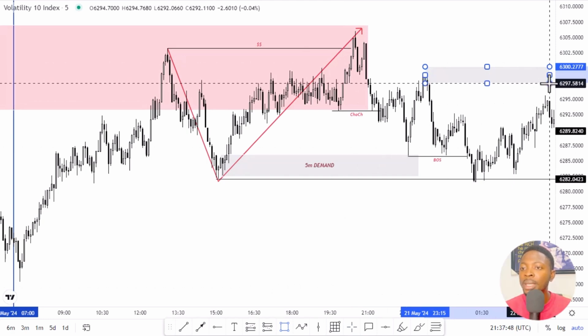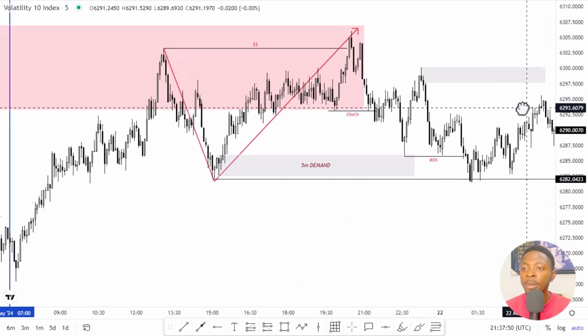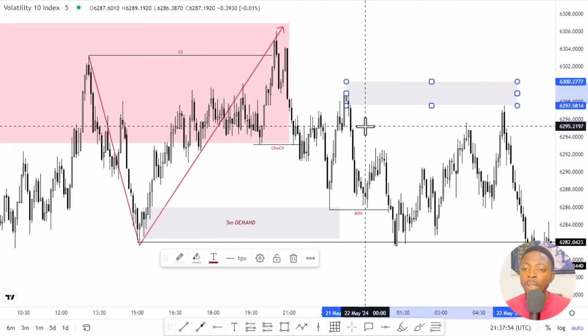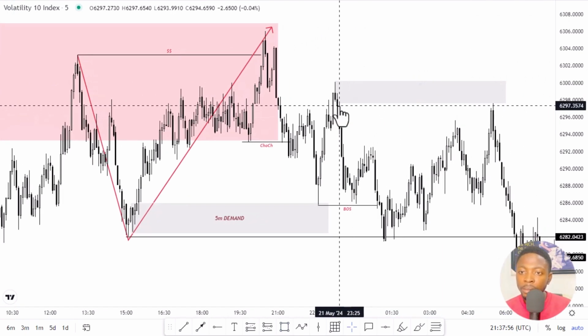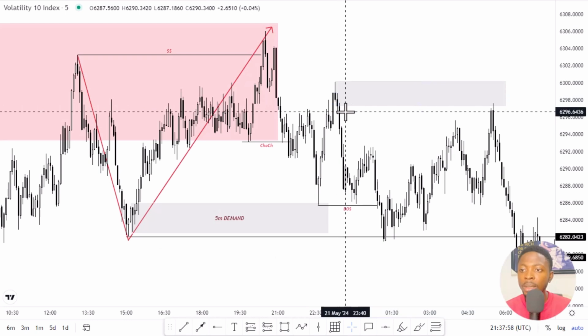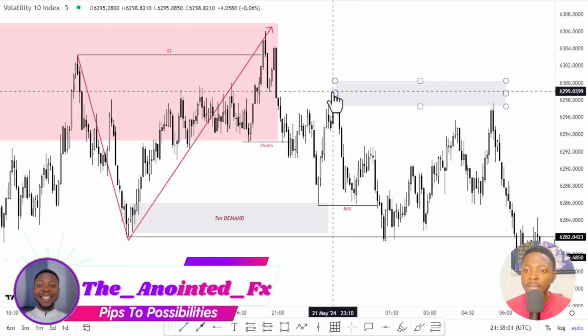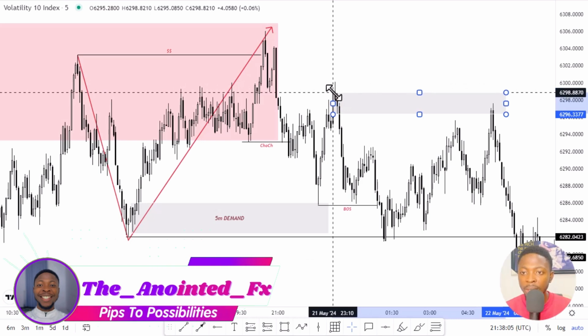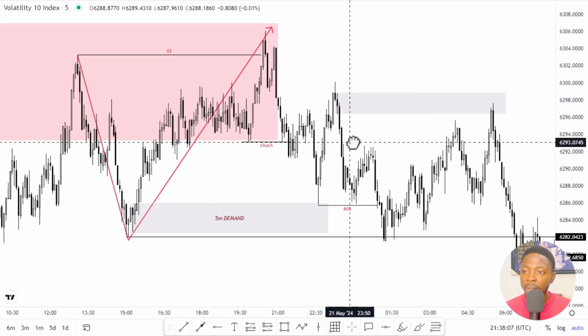Which makes this particular zone your demand to supply flip. So this is automatically our demand to supply flip, because this was a supply that was responsible for the break. So let's just extend this a little bit. Because we have this nice indecision candle here also that we can use as our entry.